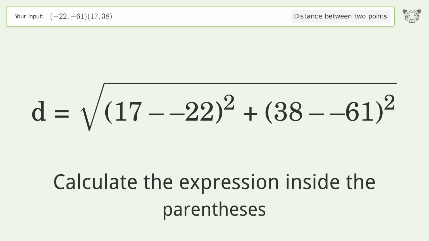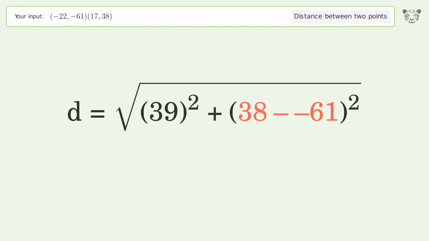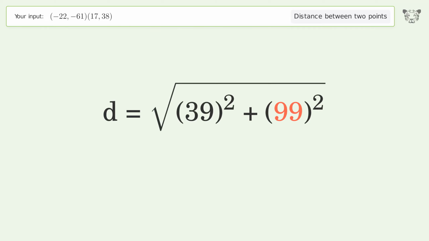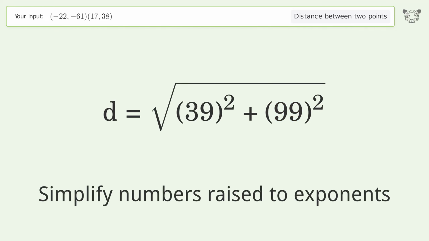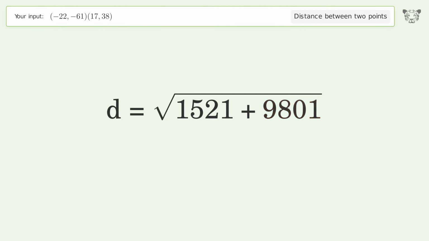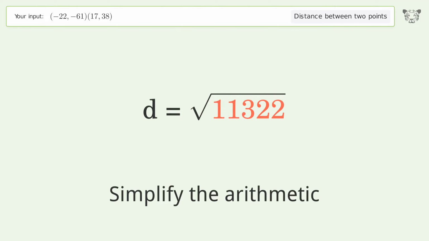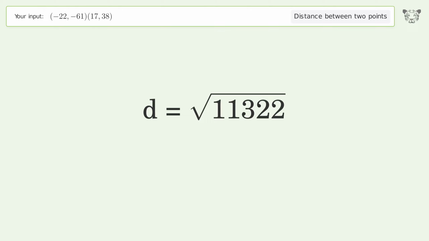Calculate the expression inside the parentheses. Simplify numbers raised to exponents. Simplify the arithmetic. And so the distance between the 2 points is the square root of 11,322, or 106.405.